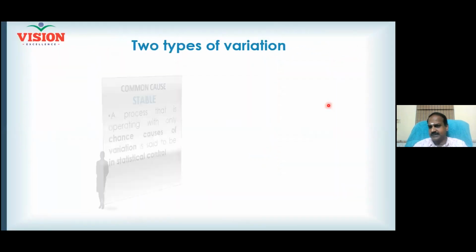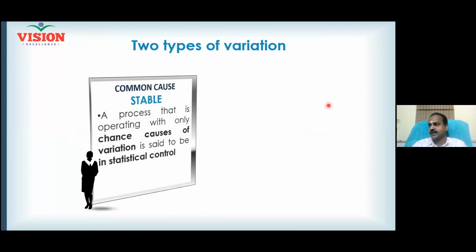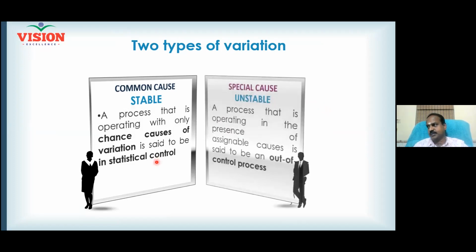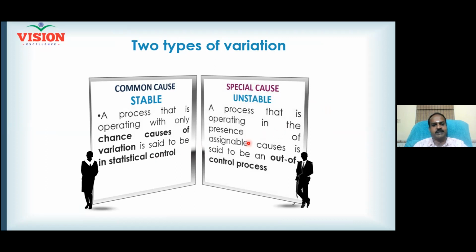So variation always exists. A process that is operating with only chance cause of variation is said to be in statistical control. However, a process that is operating in the presence of assignable cause, assignable cause means special cause, right, is said to be out of control. Out of control points will appear either above the control limit or below the control limit.